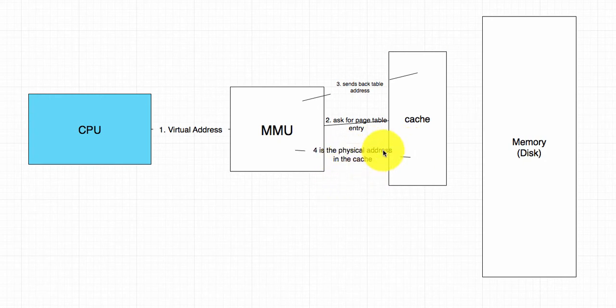So then I check, is the physical address in the cache? If it is indeed in the cache, then I can just go back right here. If it's a hit, if that memory block is in the cache, I can just return to the CPU. Now the CPU has what it needs. But if not, then I need to go to disk.